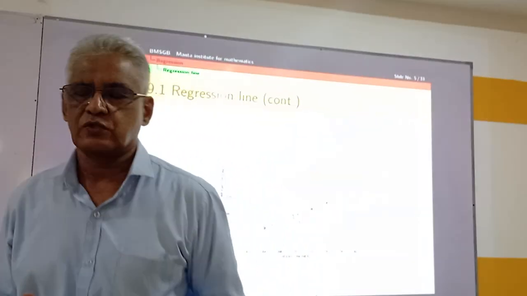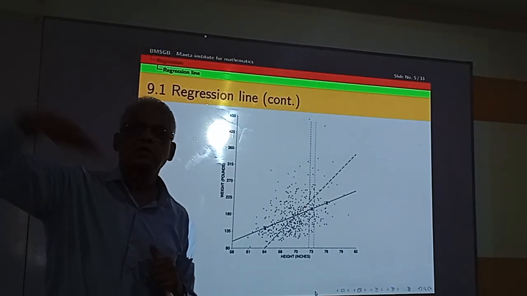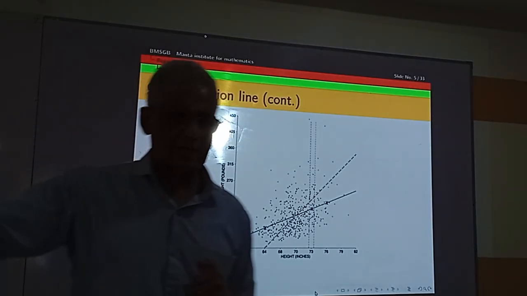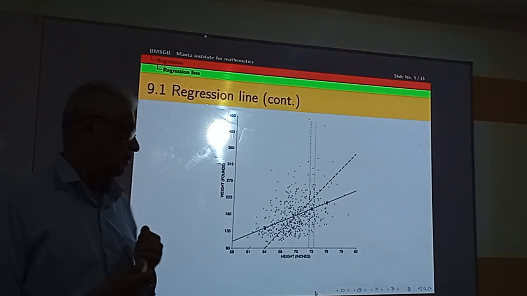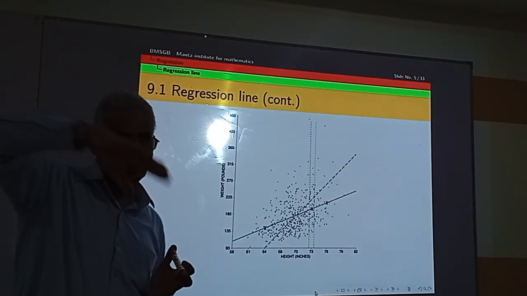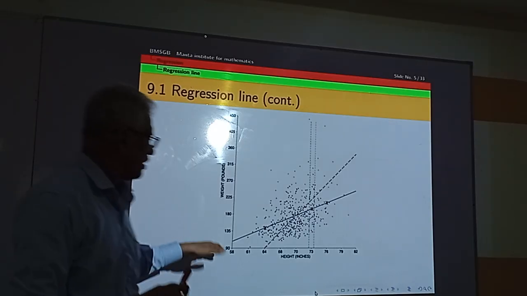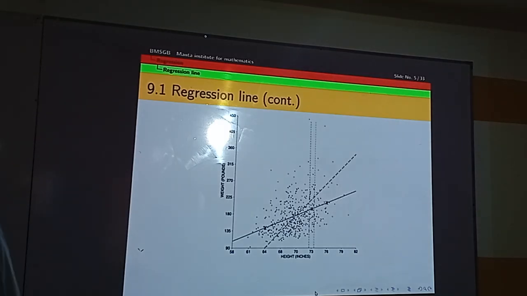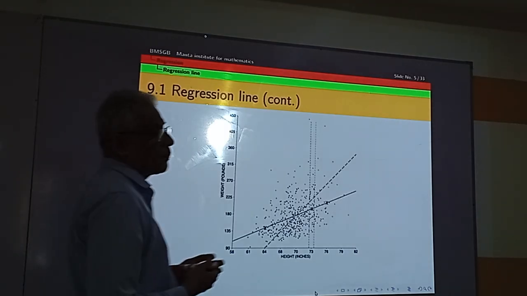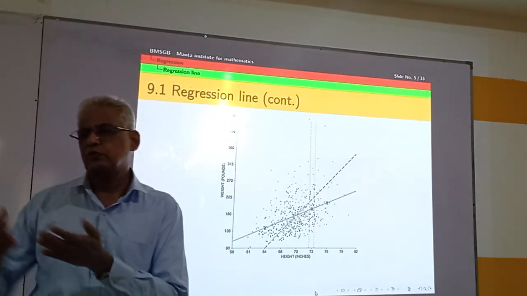Regression line. Right. So the regression line can be considered as some smooth curve or straight line. If it's a linear one, it will be a straight line. Otherwise, it can even be a curve, which goes through the conditional means of y for different values of x. So that's what we mean by the regression line, and that is what we usually use to predict the y value for a given x.